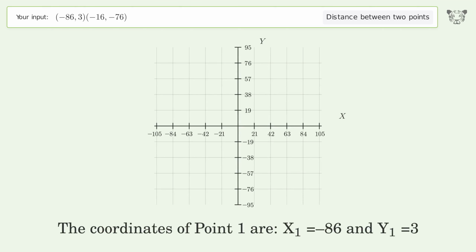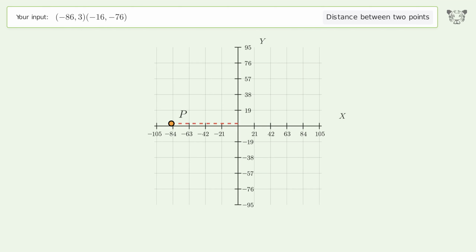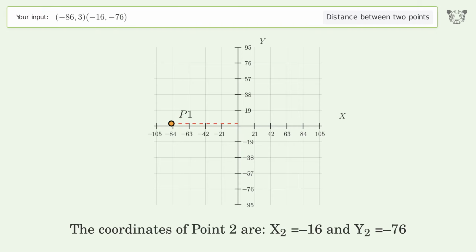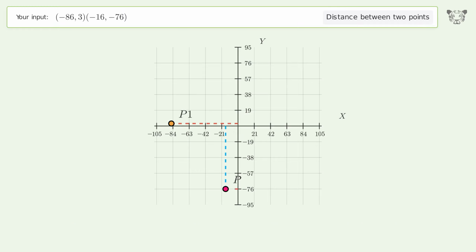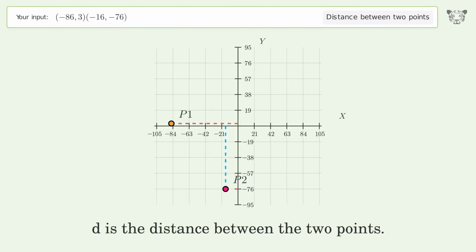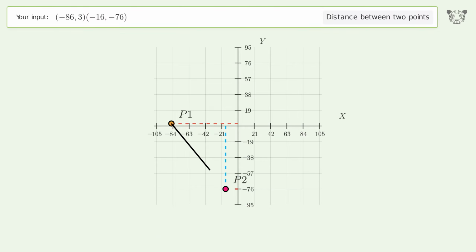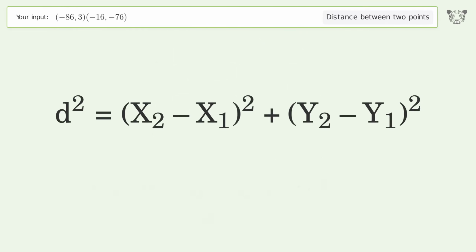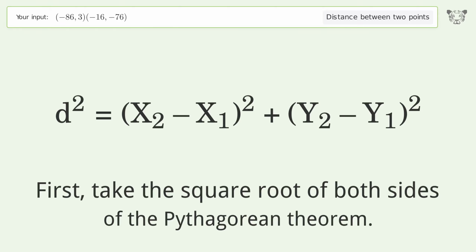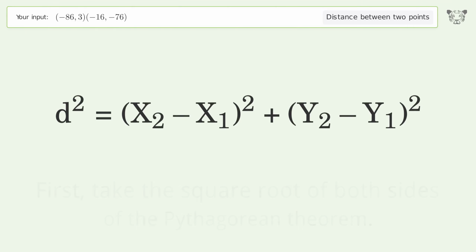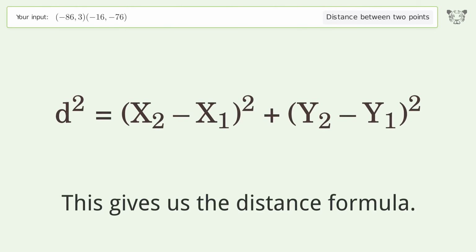The coordinates of point 1 are x1 equals -86 and y1 equals 3. The coordinates of point 2 are x2 equals -16 and y2 equals -76. D is the distance between the 2 points. First, take the square root of both sides of the Pythagorean theorem. This gives us the distance formula.